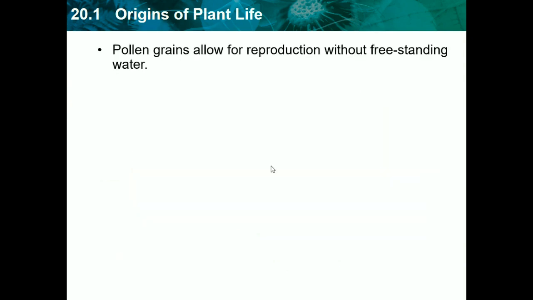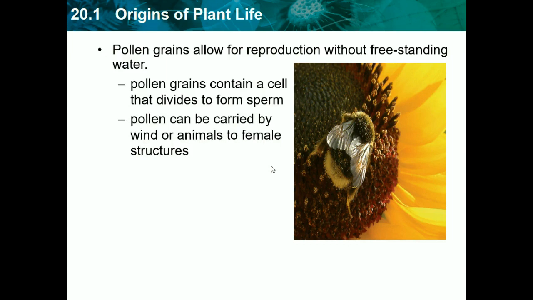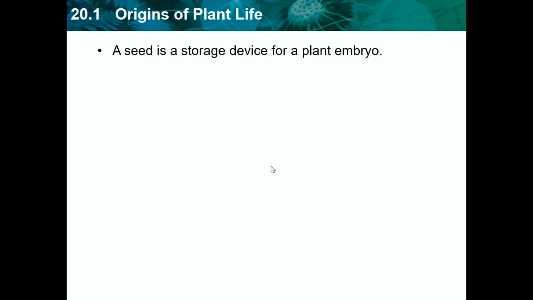Pollen grains allow for reproduction without freestanding water. Pollen grains contain a cell that divides to form sperm. Pollen can be carried by wind or animals to female structures. Pollen is basically the sperm of plants, and animals like bees and hummingbirds carry the pollen from plants to female plants, and it gets in the female ovaries and produces more plants. A seed is a storage device for a plant embryo.